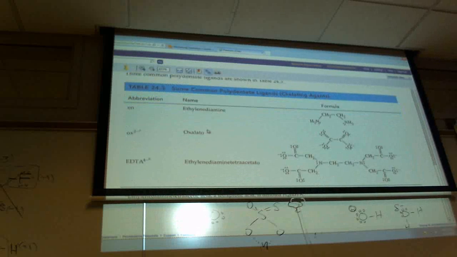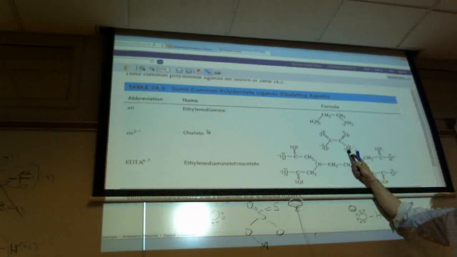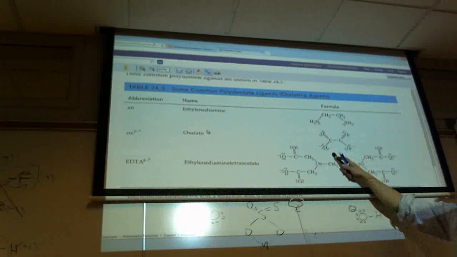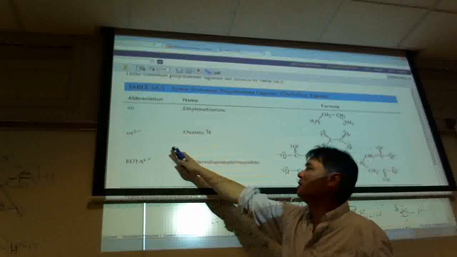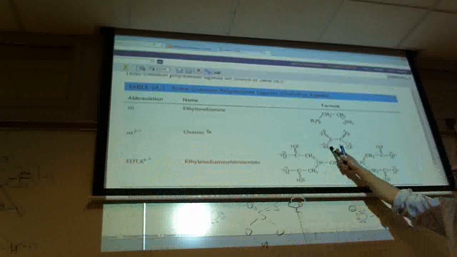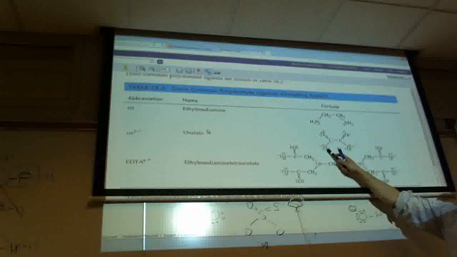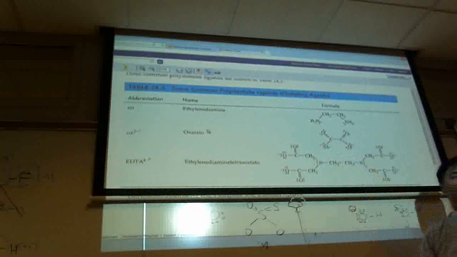Did I talk about oxalate yesterday? No? This is oxalate, C2O4 2-. As a ligand, we call it oxalato. This is the abbreviation we can use in the formula, OX. When you look at oxalate, what do you think? Is it a monodentate, bidentate, tridentate, or tetradentate? This has got to be bidentate.